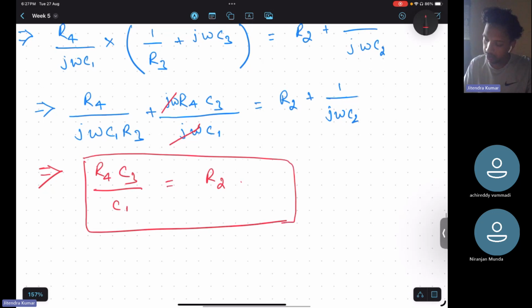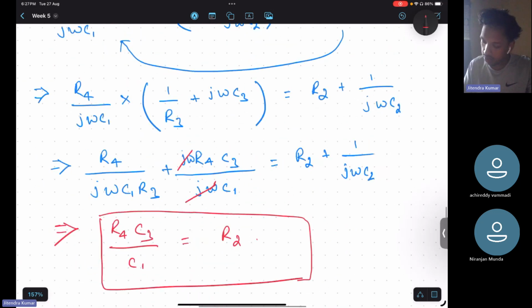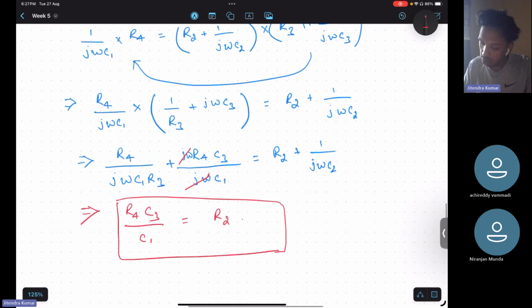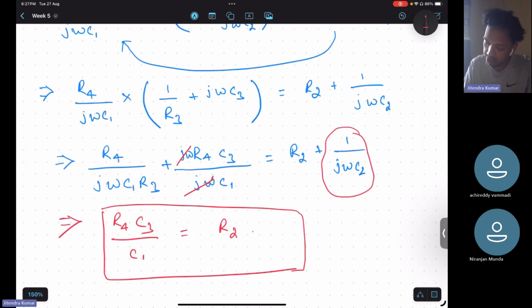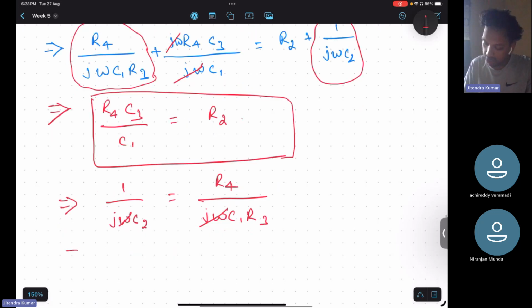Now we need to find the value of C2, right? So from the imaginary terms, can we identify the value of C2? Here this is one imaginary term and here this is another imaginary term. So we will equate them both. 1 by j omega C2 will be equal to R4 by j omega C1 R3. Here j omega and j omega will be cancelled out, and we will end up with C2 is equal to C1 R3 by R4.